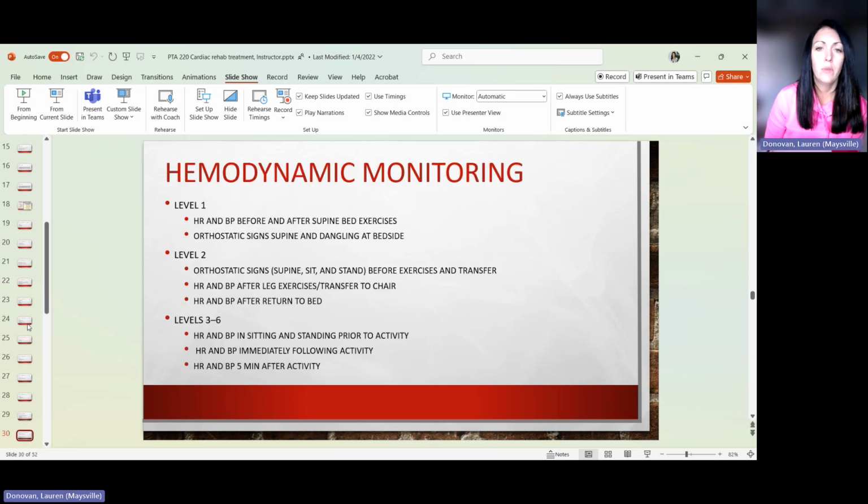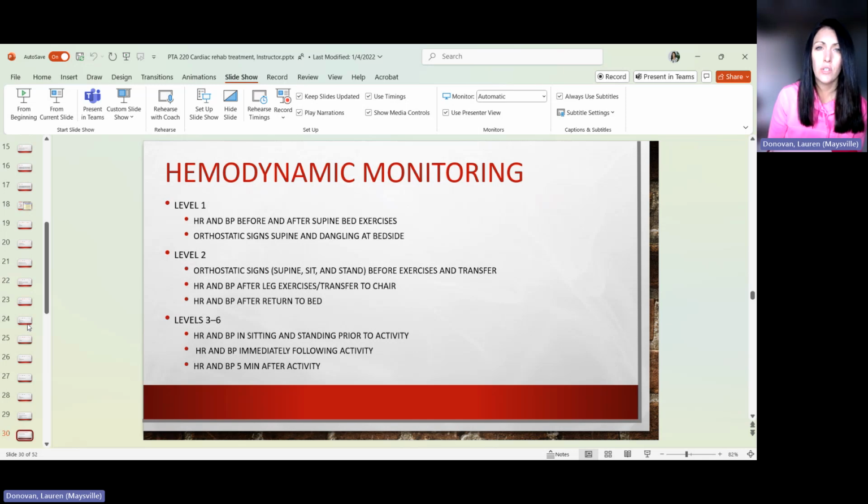Here's just an example for hemodynamic monitoring of the different levels. On level 1, performing heart rate and blood pressure before and after supine bed exercises, looking for the orthostatic hypotension signs in supine and even sitting on the edge of the bed. And then level 2, working on these orthostatic signs, the supine to sit and stand before you perform exercises and transfers. That way you can see that the body is hemodynamically performing like it should. Heart rate and blood pressure could be taken after leg exercises, or such as transferring to a chair, as well as after returning to bed.